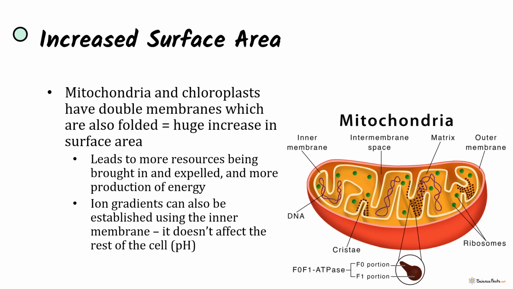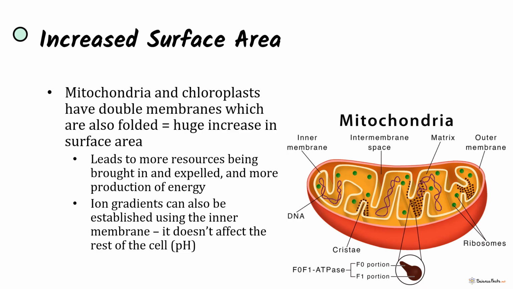Secondly, compartmentalization can help increase surface area. Like we said, in eukaryotic cells, compartmentalization happens due to the membranes that each of the organelles have. And we can see this most clearly with mitochondria and chloroplasts, which have double membranes, meaning they've got an outer membrane and an inner membrane. And also the inner membrane is folded up, which means there's a huge increase in surface area.